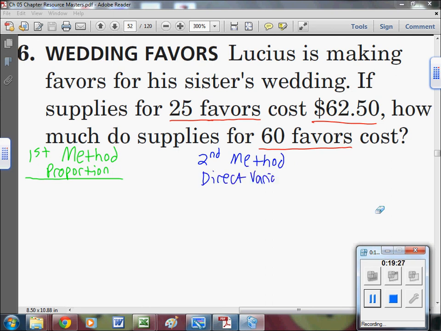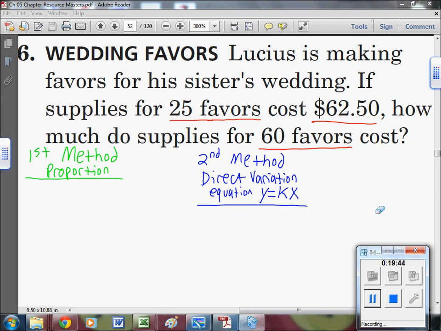So the direct variation equation, in other words, you solve for k, and then you set up an equation where you know k, and then you use it to find out whatever you want. Remember that equation is y equals kx, something times x. That'd be your second method.